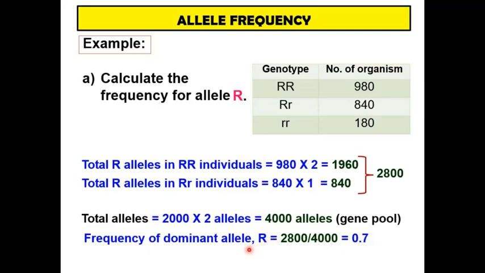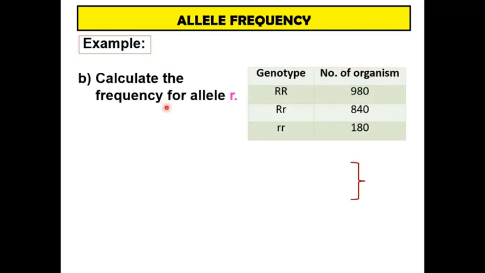Okay, because it was discussed before, the formula for the frequency of the dominant allele is the total number of dominant alleles in the gene pool divided by the total number of alleles in the gene pool. So the answer is 0.7. Okay, next, another question is to calculate the frequency for the recessive allele.